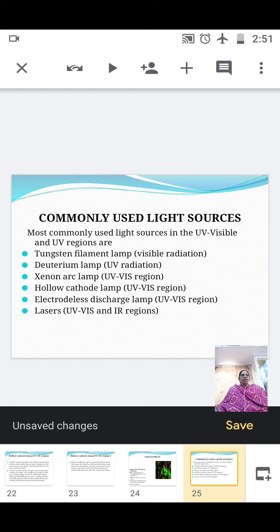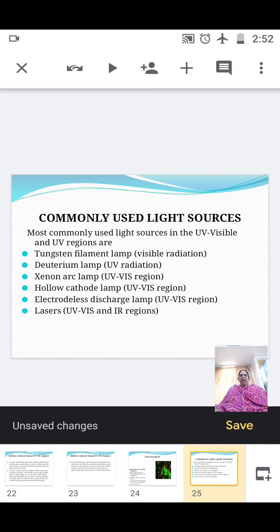Then we have gas lasers, tunable lasers, and semiconductor lasers, like the LEDs, light emitting diodes. They emit radiation almost anywhere in the spectrum from UV to IR. That is why laser light sources are predominant these days, and their efficiency is much higher than other systems.